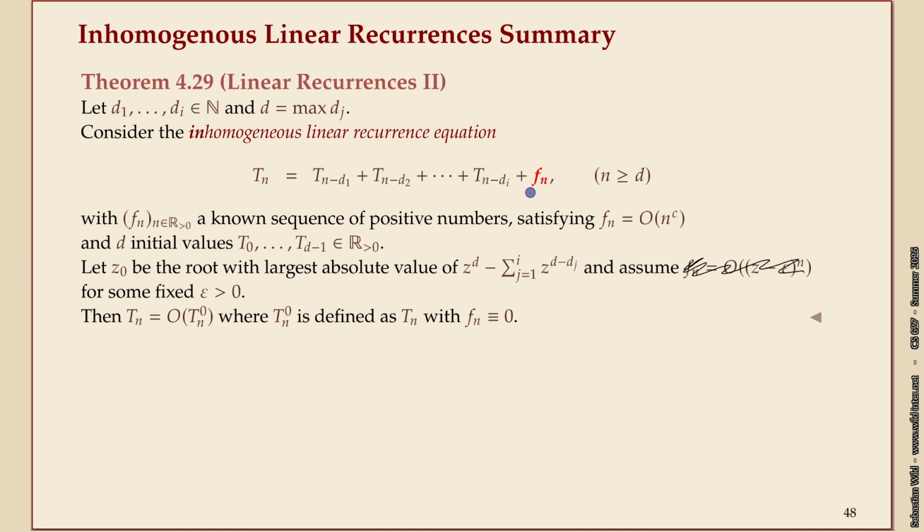But what it means for you really is whenever you have such a linear recurrence and this additional term, the inhomogeneous part, doesn't grow exponentially, you can basically ignore it. You just solve the equation as if it wasn't there. And the result is at most a constant factor off.